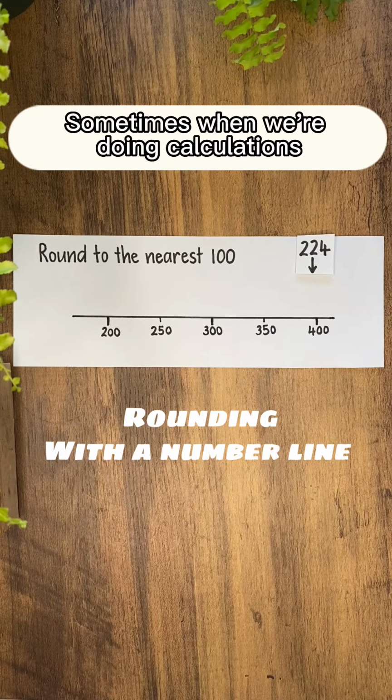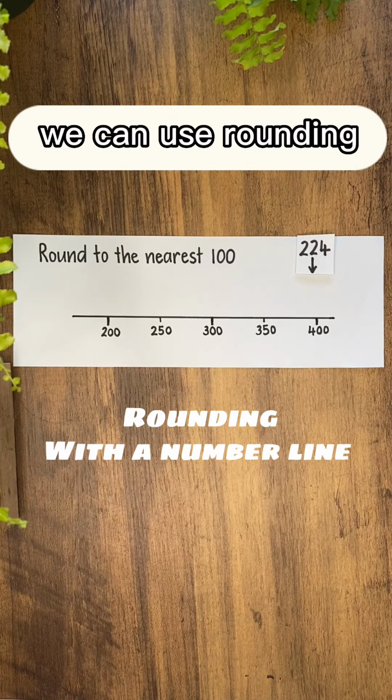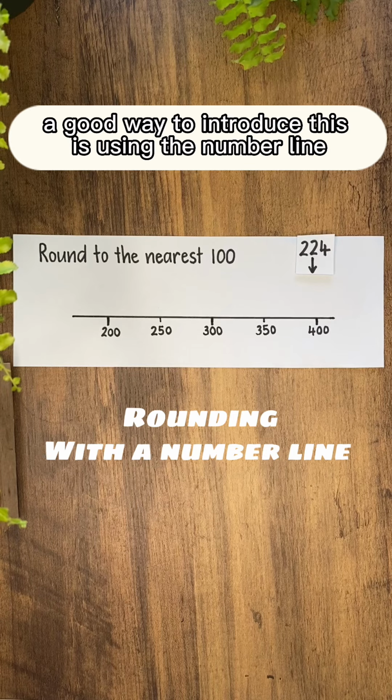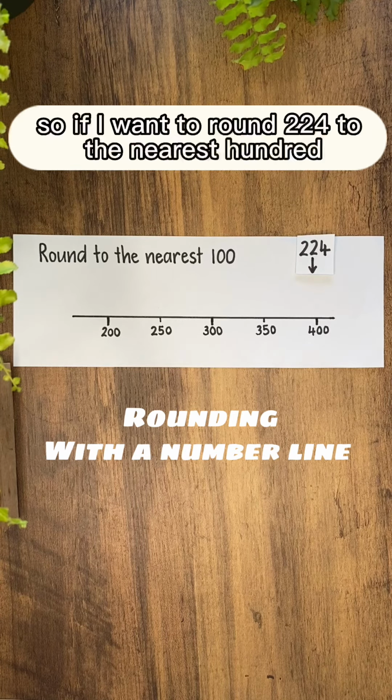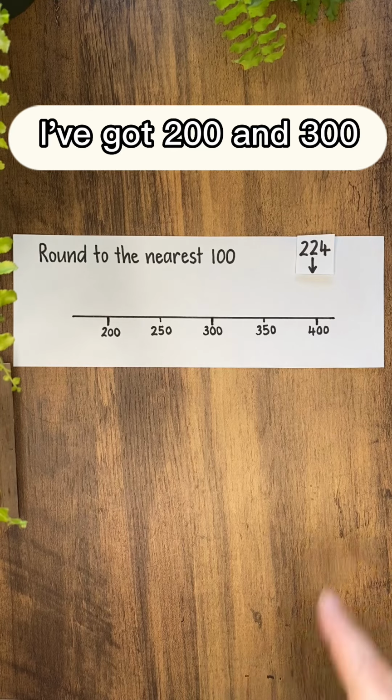Sometimes when we're doing calculations, we only need an approximate answer. We can use rounding. A good way to introduce this is using the number line. So if I want to round 224 to the nearest hundreds, I need to think of the hundreds that are near that number. So I've got 200 and 300.